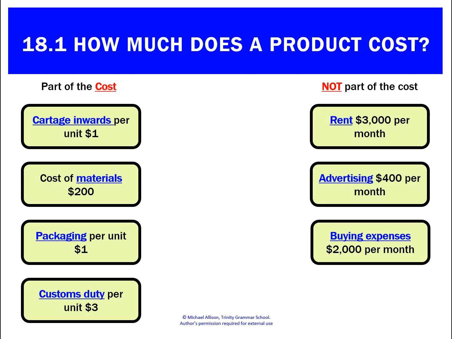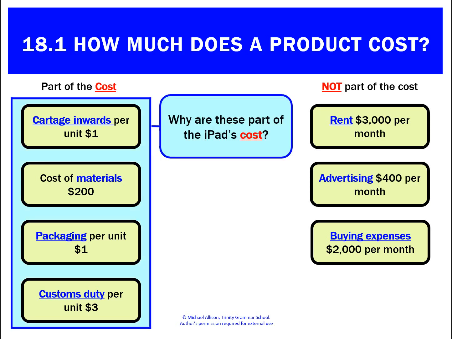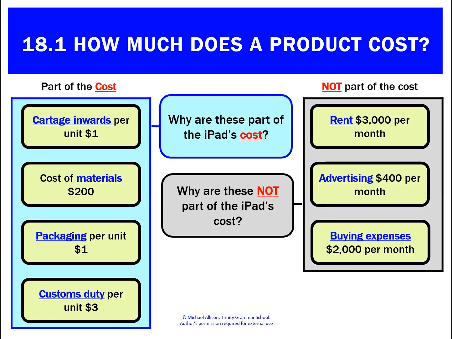So we've got on the left the costs that were part of the costs. We want to look at why though. Why did I pick those ones? And conversely, we want to look at the ones on the right and ask, these were not part of the cost. Why did I leave the rent, the advertising, and the buying expenses out?